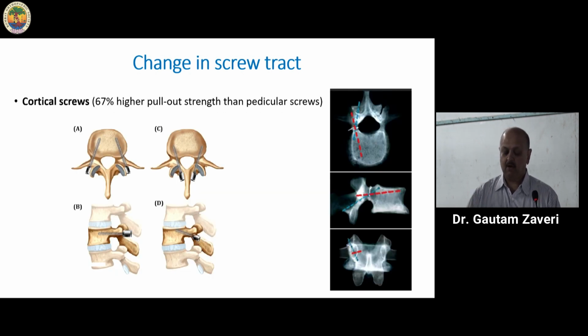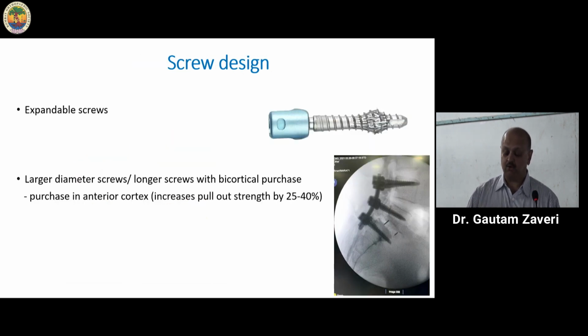The other method which has been described is cortical screws. The typical pedicle screws are medial and go straight in. The cortical screws go laterally, getting purchase in the pedicular bone, and that causes an increase in the pull-out strength, which is 70% more than the pull-out strength of cancellous screws.